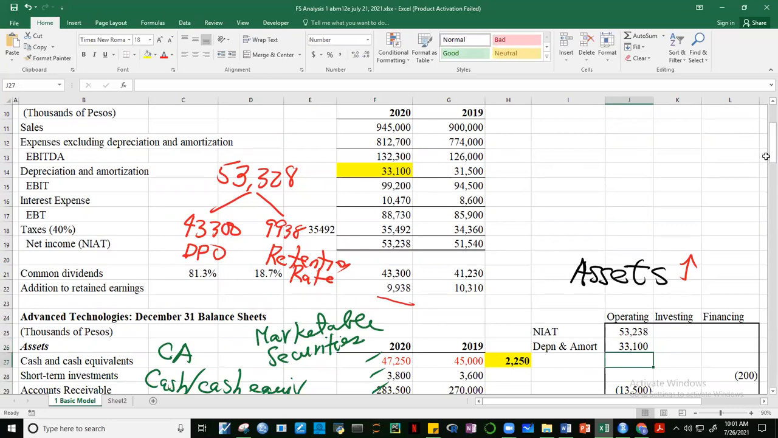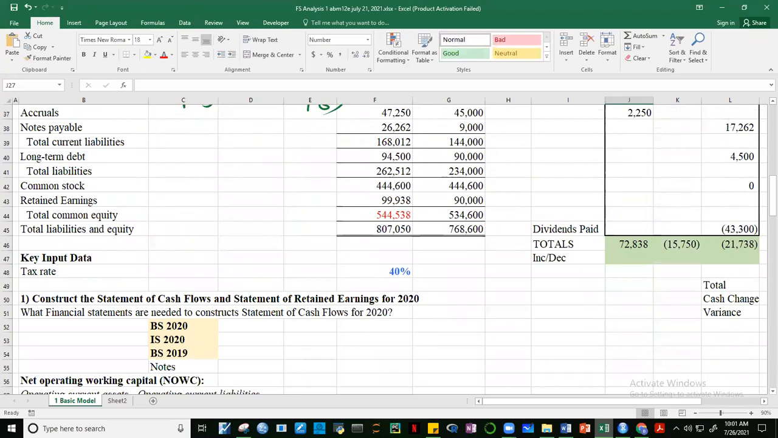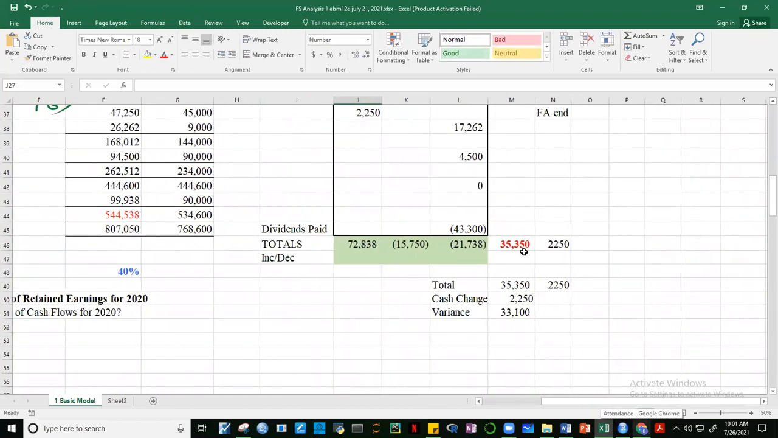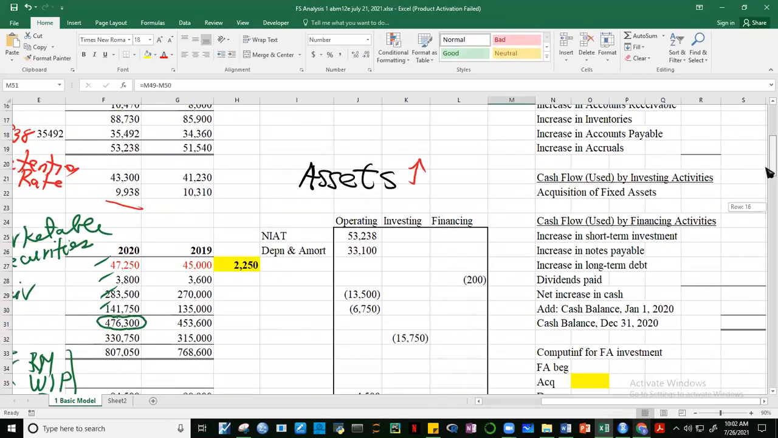So what do we now have? Tama na tayo dito, no? Total natin. Ay, bumalik na naman tayo, Kendrick. May variance na naman tayo ng 33,100. Anong gagawin natin? We have to subtract po.